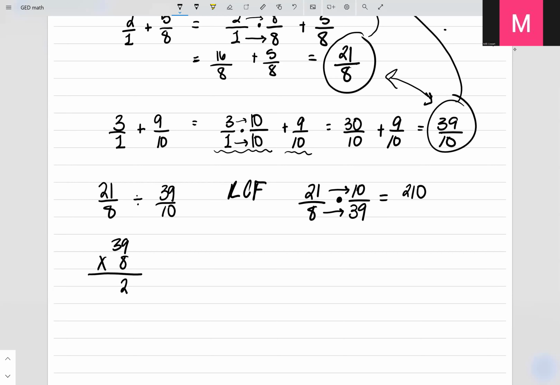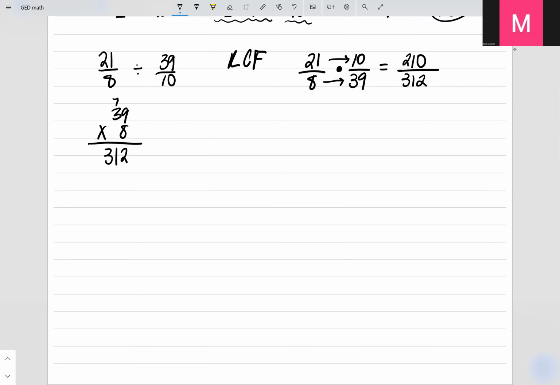8 times 9 is 72. And 3 times 8 is 24. Plus 7 is 31. So then we have 312 up here. And since these are pretty large numbers, they both end in even numbers, so we know they'll be at least divisible by 2. So this is definitely going to need to be simplified.